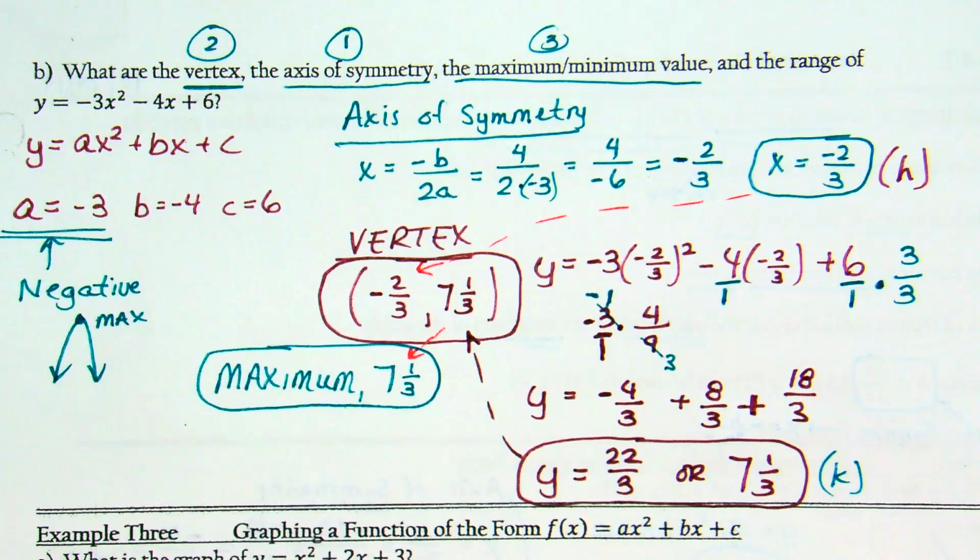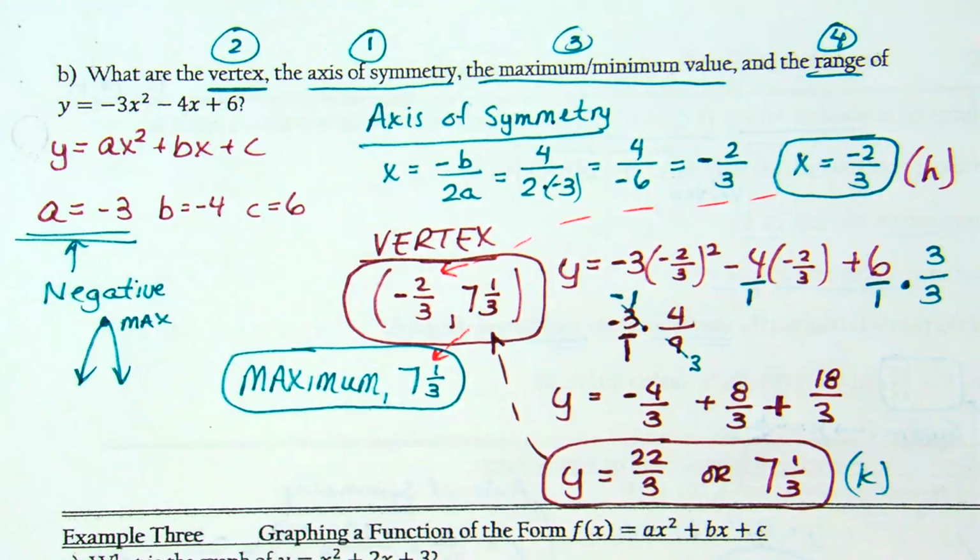Okay, fourth and final thing to find is the range. Okay, my parabola was what? Upside down. The max was at 22 thirds, 7 1/3. Where is the rest of my parabola from that? If that's the maximum point, the rest of my parabola is down. So what do I say for my range?